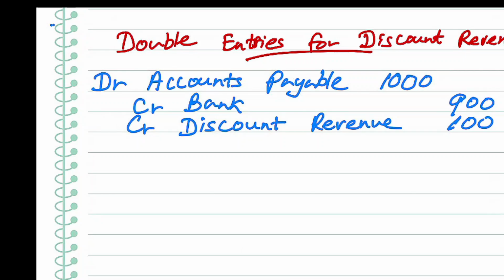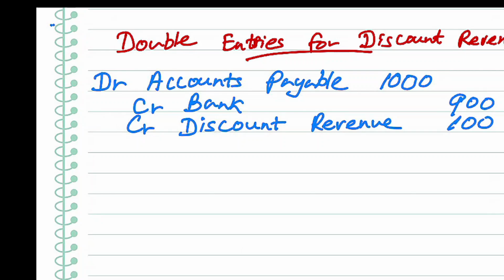So now, usually the double entry for discount revenue is what? Discount revenue is a revenue increase, so you credit. Accounts payable decreases, which is a liability decrease, so debit. So you should have simply debited the accounts payable and credited the discount revenue. But discount revenue doesn't arise by itself. It is associated with the cash settlement. As a result, we combine them together.